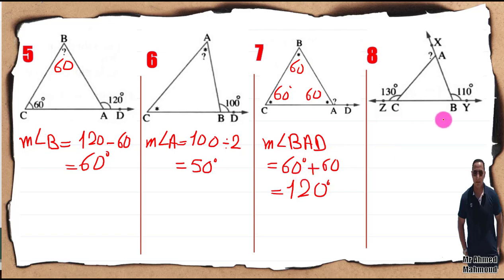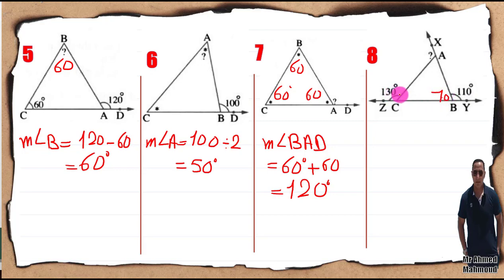Now I need to find this angle. I have 2 ways to find it. I can use the sum of the exterior angles, or I can use the concept of the exterior angle. If I use the concept of the exterior angle, I need angle B, the interior, and angle C, the interior. This angle is straight, 180 minus 110 equals 70.